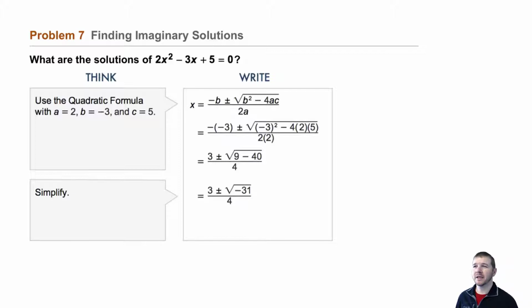That's 3 plus or minus the square root of negative 31, a negative radicand, over 4, which equals 3 over 4 plus or minus the square root of 31 over 4 times i. It's worth noting that here we've just solved our first quadratic equation that has no real solutions, but does in fact have two complex number solutions.